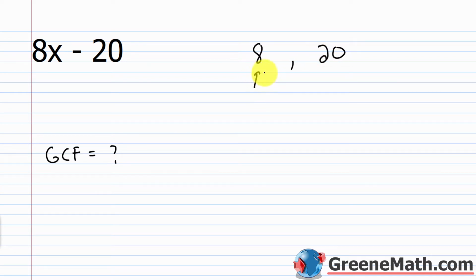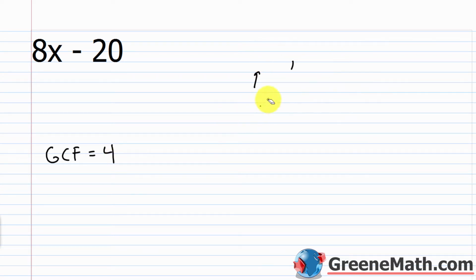8, I can think of as what? It's 2 times 2 times 2. And 20 is what? It's 2 times 2 times 5. So it's pretty easy to see that the greatest common factor here is 4, 2 times 2. Once we know that, we move on to our next step.